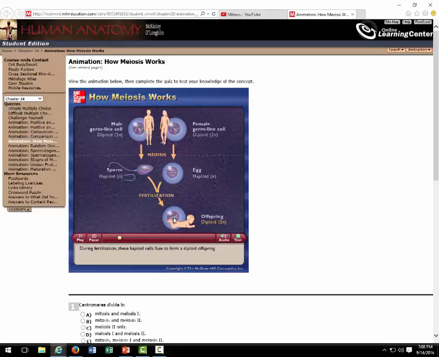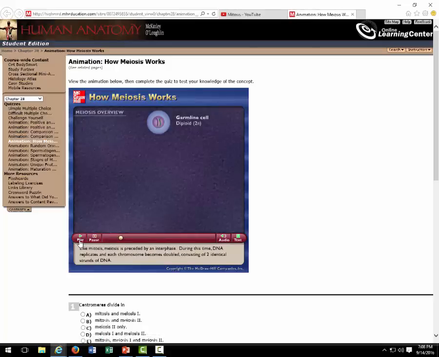And what do we call that single cell that's diploid when sperm and egg fuse? Zygote. Yep, good. Like mitosis, meiosis is preceded by an interphase. During this time, DNA replicates and each chromosome becomes doubled, consisting of 2 identical strands of DNA.